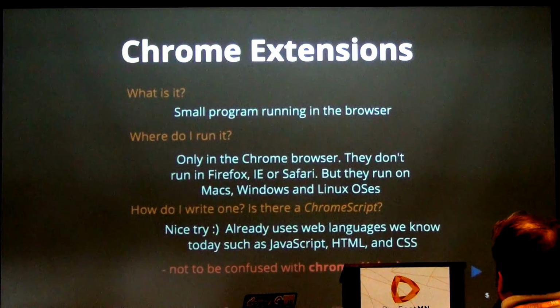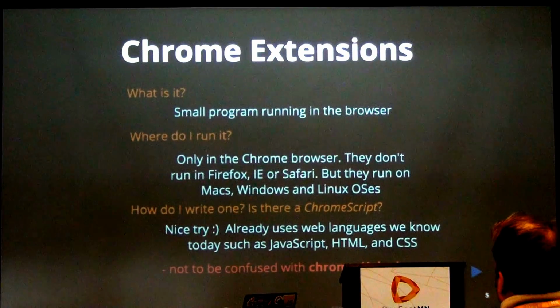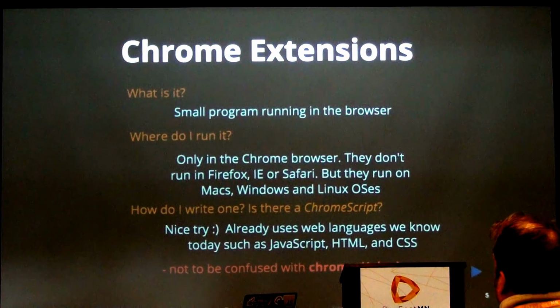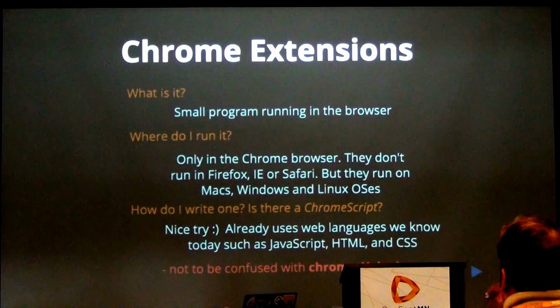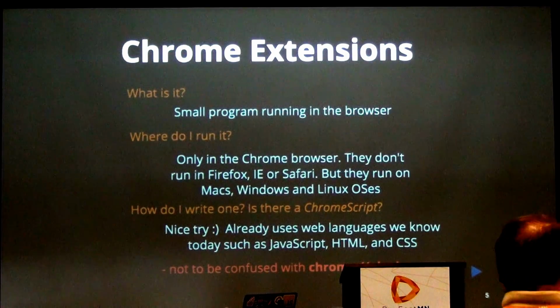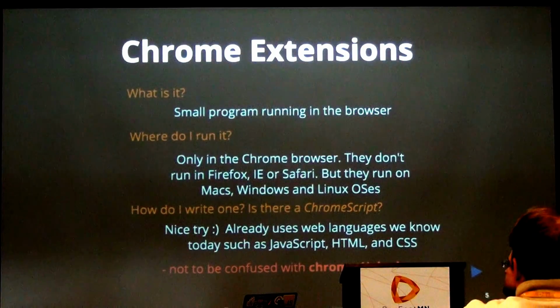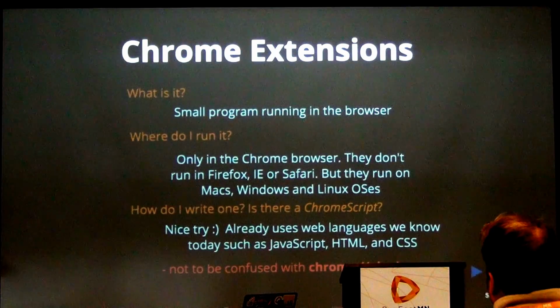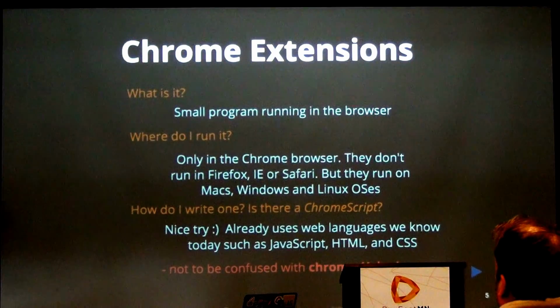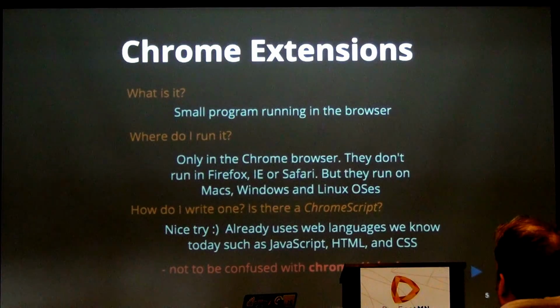So how do you write one? You have a Chrome script. Unfortunately, we don't have a Chrome script yet. Maybe someday. But right now we're using JavaScript, HTML, and CSS. So how many people use JavaScript? That's everybody, right? And HTML and CSS, as we know, the web's made out of it. One thing not to be confused with is Chrome plugins. Chrome plugins are the ones, like Adobe Flash is an example, that talk to the OS and more of the other devices and things like that. So it's a little different.